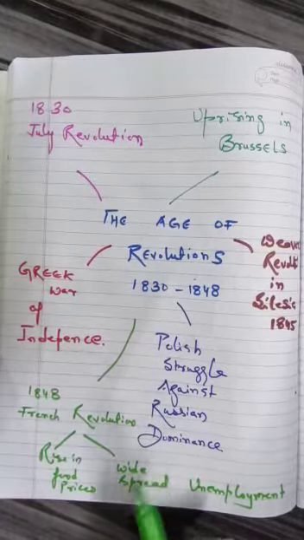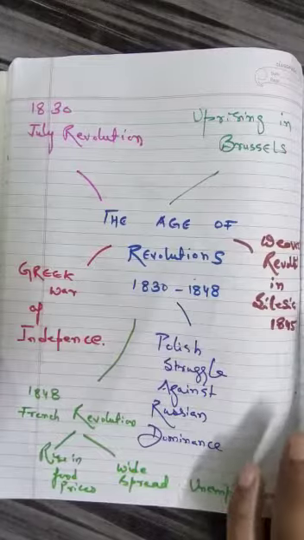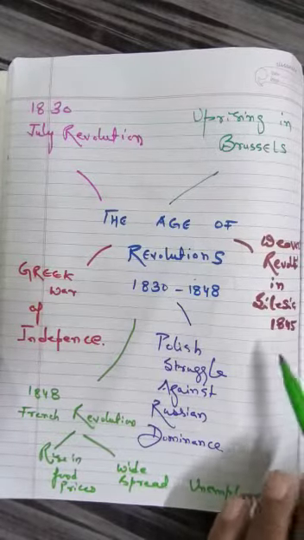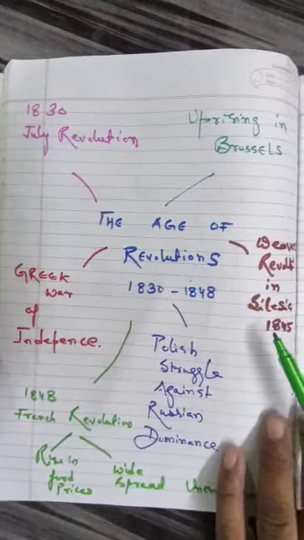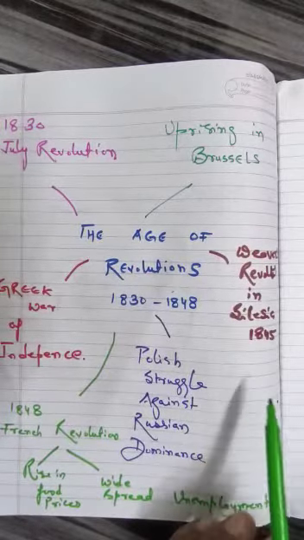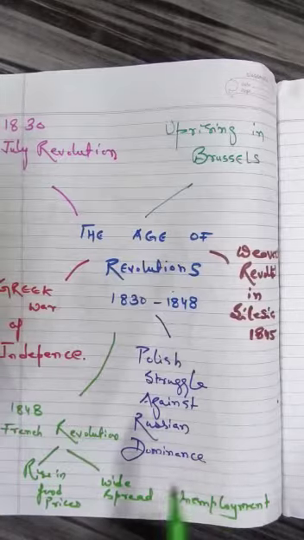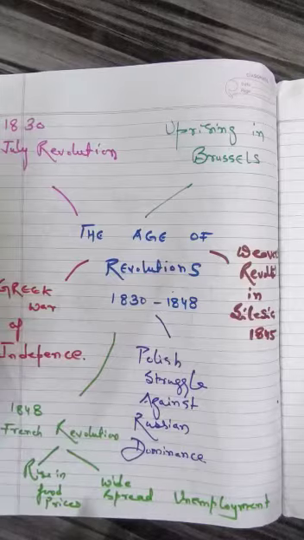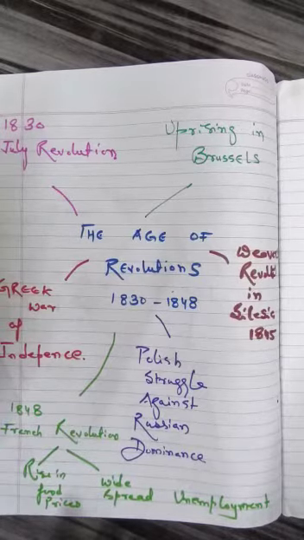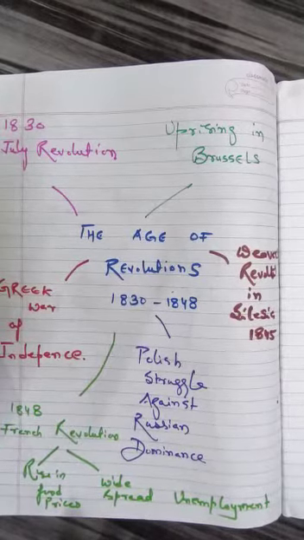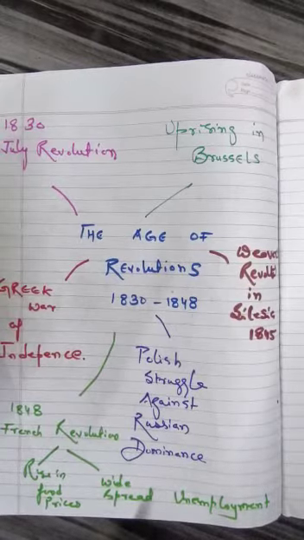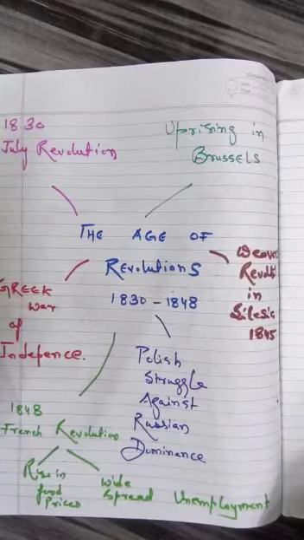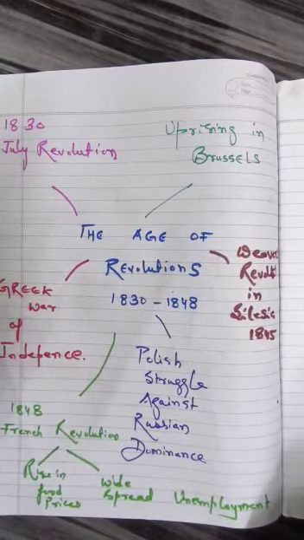which was ultimately crushed. And then the weavers' revolt in Silesia in 1845. When the weavers got to know that the payments had been reduced, and that what they were being paid was not up to the mark, they revolted against the contractors. And then 1848, the French Revolution: the rise of prices and widespread unemployment brought the people onto the streets, and Louis Philippe had to flee as barricades were erected there.